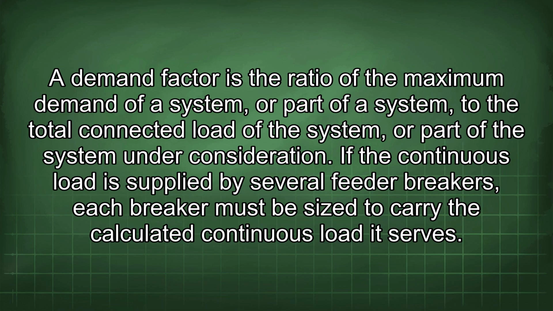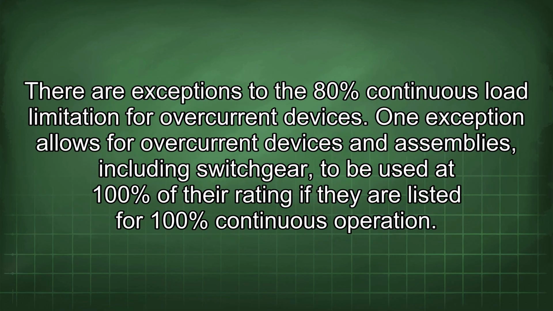If the continuous load is supplied by several feeder breakers, each breaker must be sized to carry the calculated continuous load it serves. There are exceptions to the 80% continuous load limitation for overcurrent devices. One exception allows for overcurrent devices and assemblies, including switchgear, to be used at 100% of their rating if they are listed for 100% continuous operation.